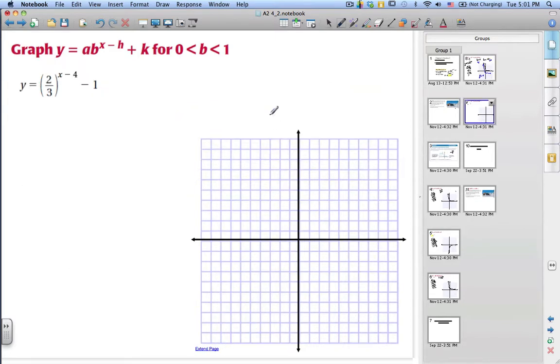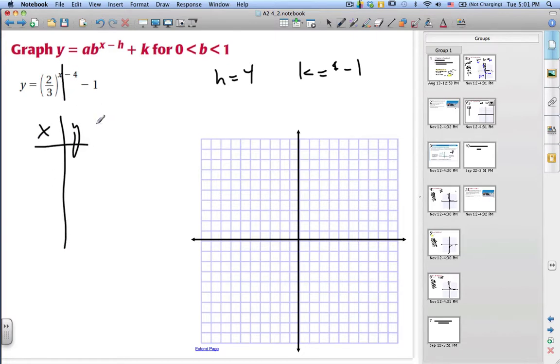Okay, another example. I want to identify h and k. h is equal to 4. k is equal to negative 1. I'm going to do an input-output table, ignoring h and k. So y is equal to 2/3 to the x power. To the negative 1 power would be 3/2. To the 0 power would be 1. To the first power would be 2/3.